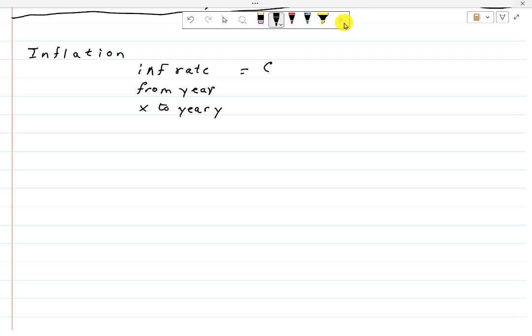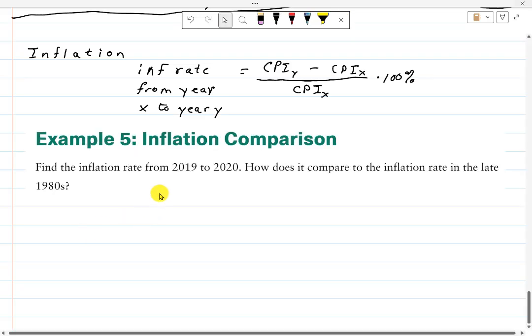We take the CPI of the remaining year, the end, the last one. We subtract from it the beginning CPI, and divide also by the beginning CPI. And you multiply by 100%. You'll notice this is nothing different than the relative error formula. That's all it is. Let me give you an example to illustrate. To get this inflation rate, we're going to use the formula I just wrote.